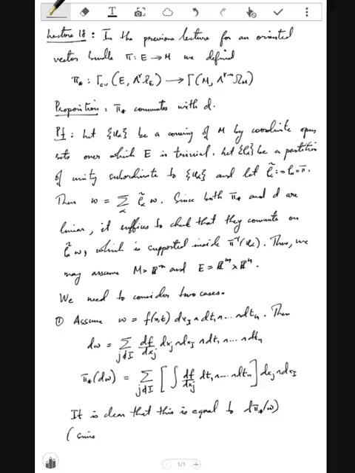Since we can differentiate under the integral.